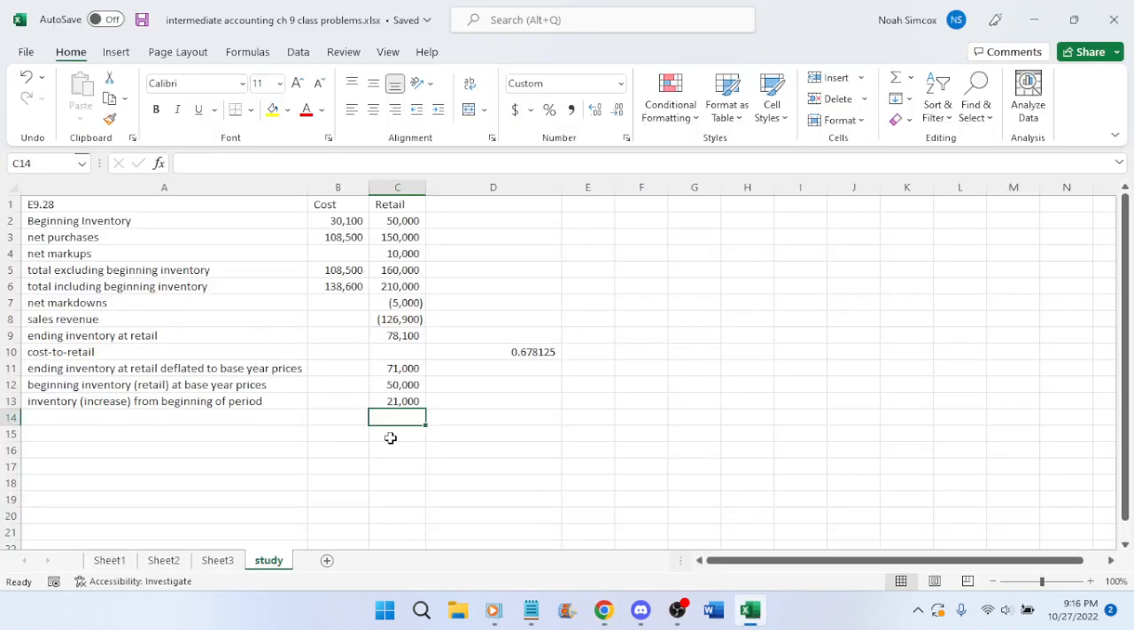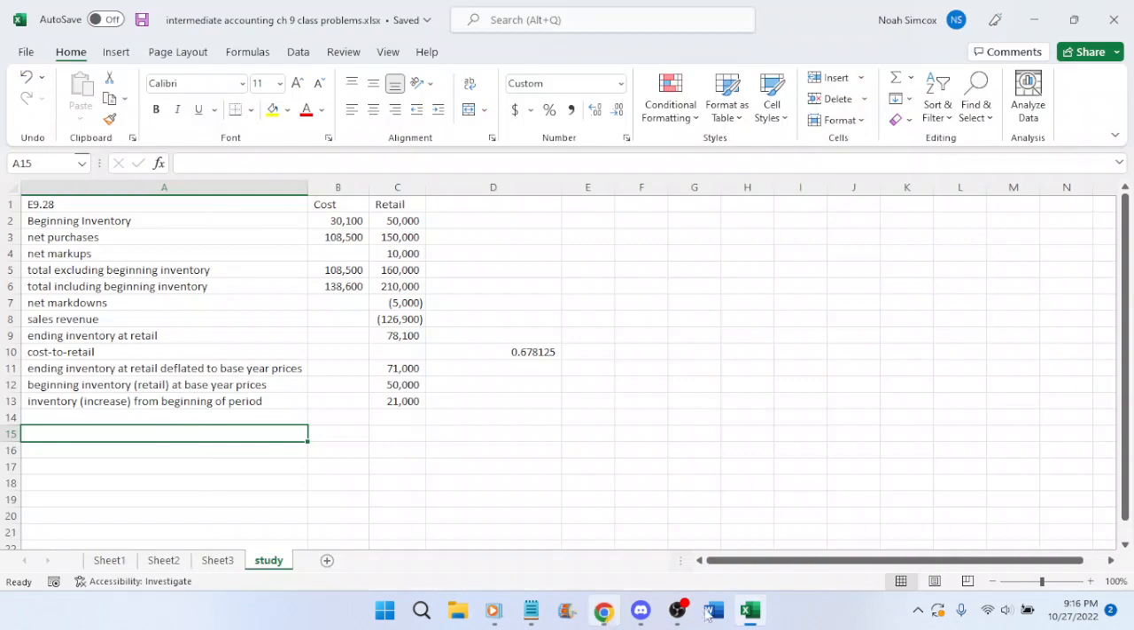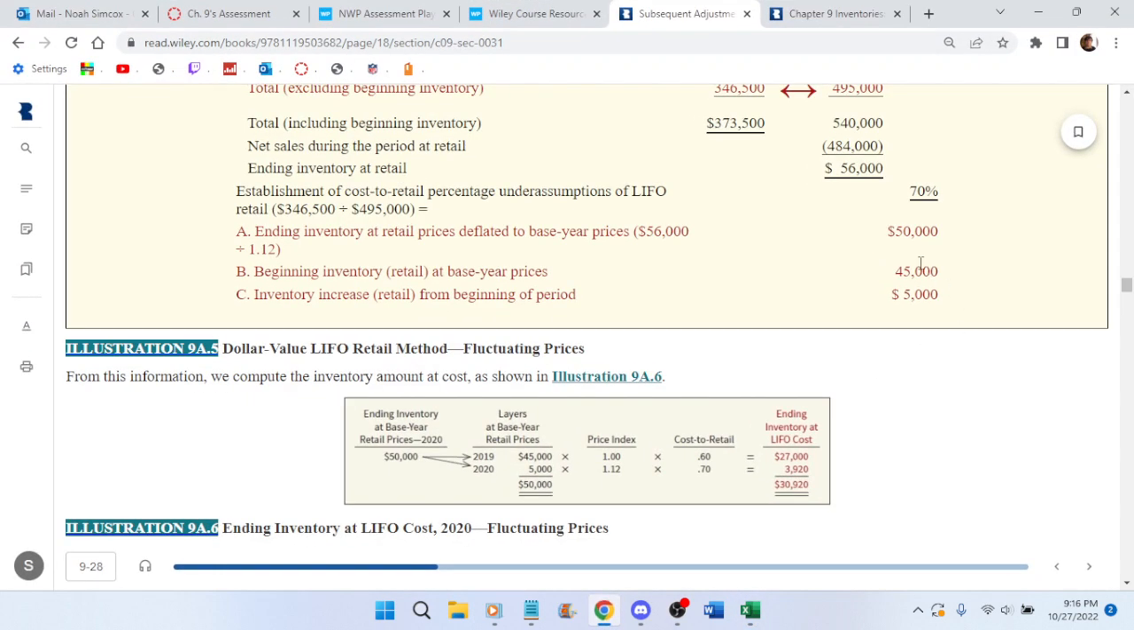So based on this logic, you would do these things here. You have 21,000. So basically, you have these two numbers here. You have beginning inventory.